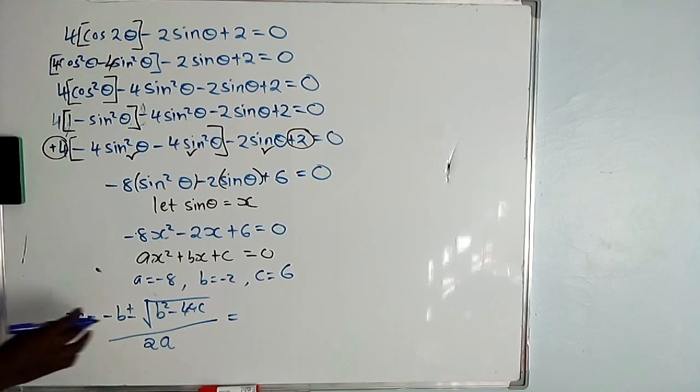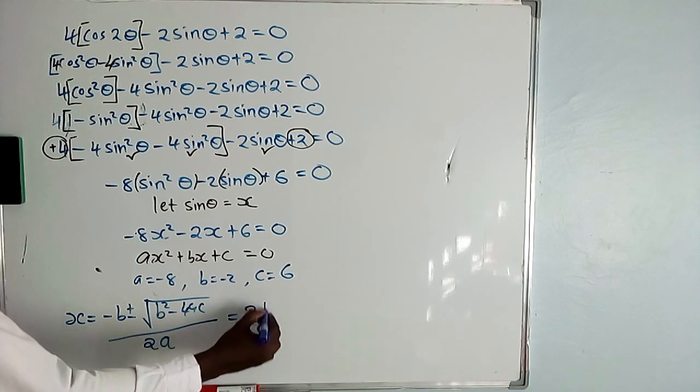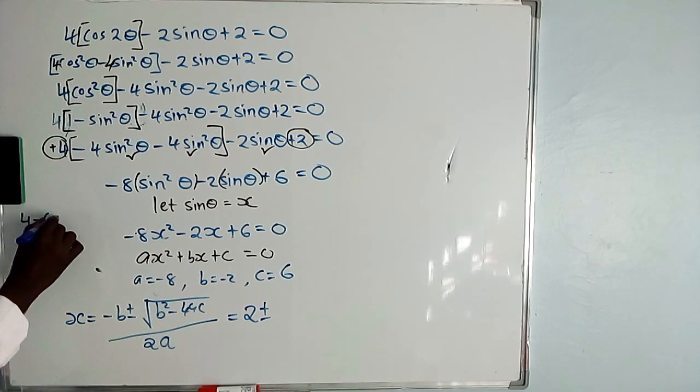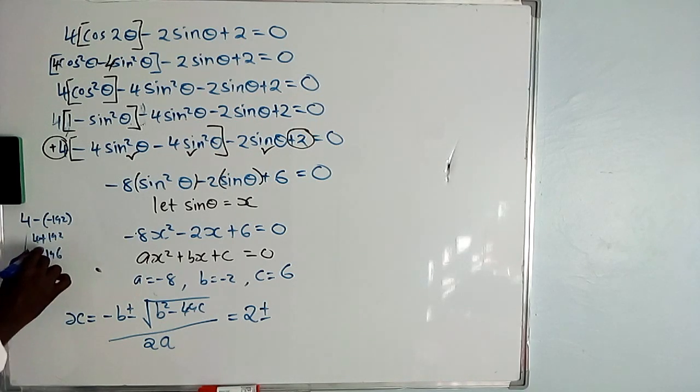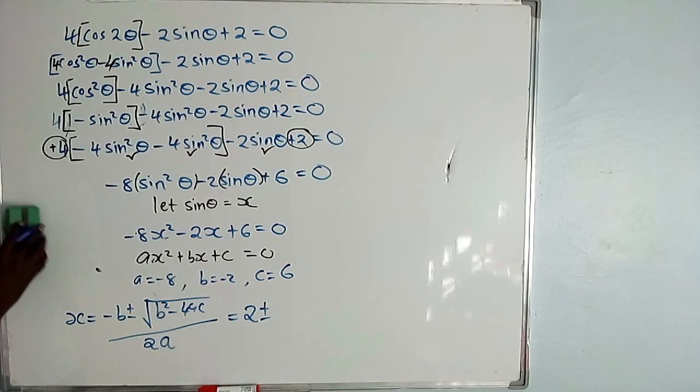So negative b, we have negative of negative 2, that is positive 2. Where there is b, you substitute with negative 2, so we have positive 2 plus or minus, then work out the whole of that root. So square root of b squared: negative 2 squared is positive 4, because both the negative and the 2 are squared, isn't it? So you get 4, then minus 4ac: 4 times a is 4 times negative 8, negative 32, times c, negative 32 times 6.